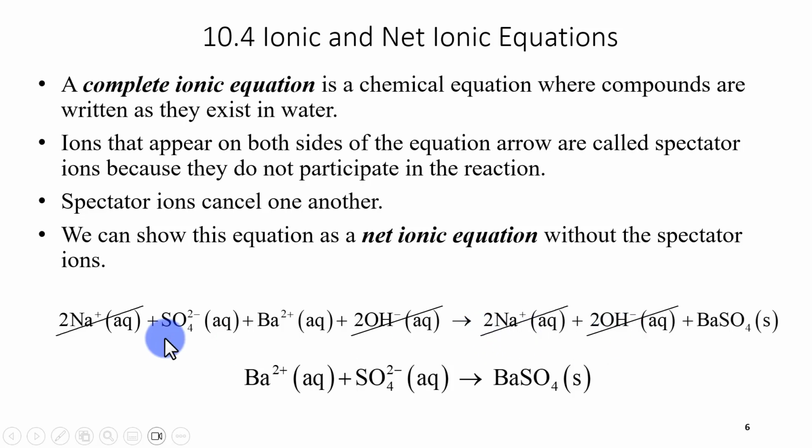Now, because sodium and hydroxide appear the same on both sides, I can cancel them out. This up here is my complete ionic equation. But then what is left over? I have barium 2 plus and SO4 2 minus, giving me BaSO4 solid. This equation here is the net ionic equation because I don't have the spectator ions. I canceled them out. I only have those ions that participate in the reaction to give me that precipitate or the insoluble compound.